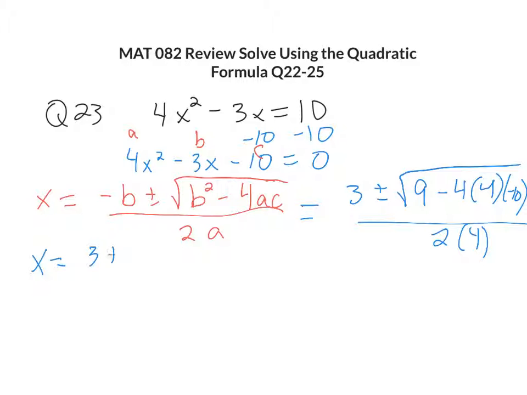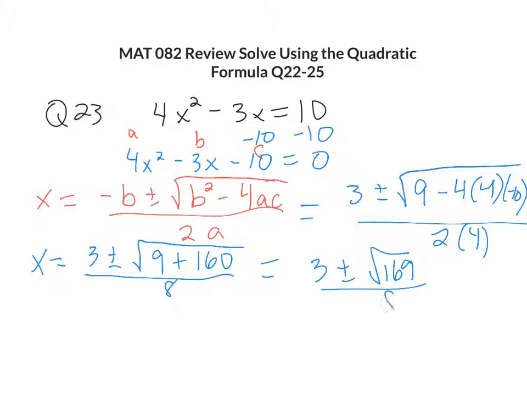We have 3 plus or minus 9. Then I have negative 4 times 4 is negative 16 times negative 10 would be a positive 160 all over 8. When I combine 9 plus 160 together, I'll get the square root of 169 over 8. And now I need to split these into two separate equations. I'm going to have 3 plus square root of 13, or square root of 169 is 13.